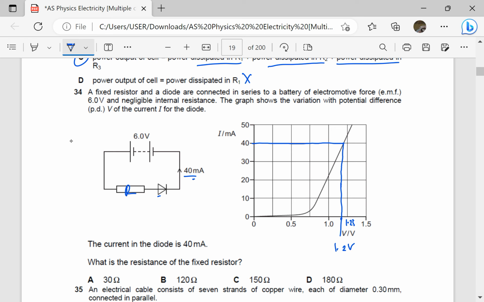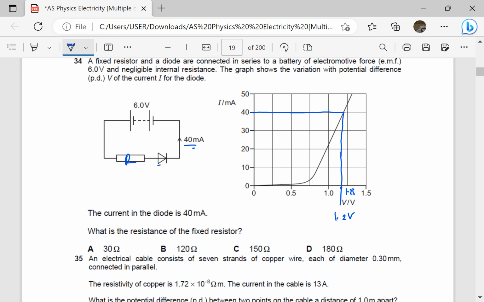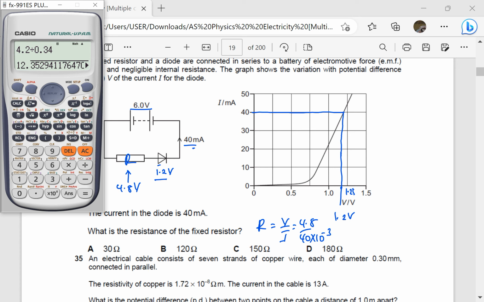Okay, what is the resistance of the fixed resistor? So the current is the same. We now know that the PD across the diode is 1.2 volts. That means the remaining PD is across the resistor. So the PD across this one is 6 minus 1.2, which is going to be 4.8 volts. That is the PD across the fixed resistor. Now we can find R, which is V over I. So that is 4.8 divided by 40 times 10 to the power negative 3.